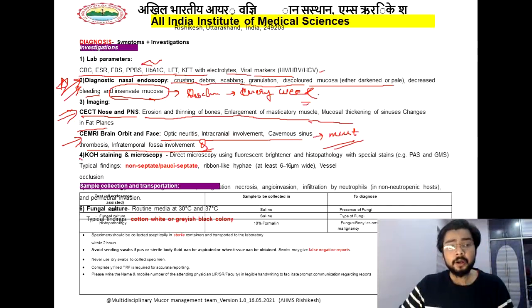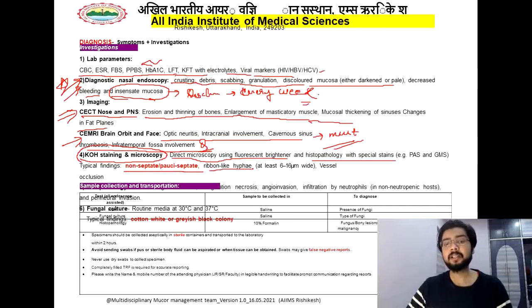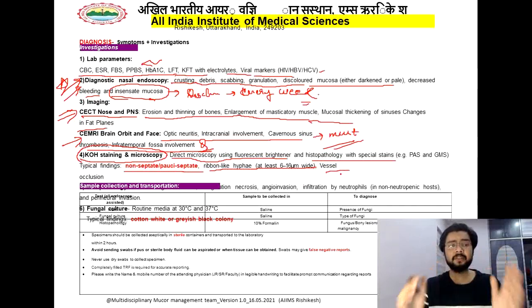Now coming to the microbiology part, that is the KOH staining and microscopy. You can order a direct microscopy and histopathology with special stains like PAS. The typical findings we have already discussed: aseptate or non-septate, ribbon-like hyphae and angioinvasion, 90-degree branching, irregular branching, wide fungus, right. This chart is not very clear, so I'll move to the other part.